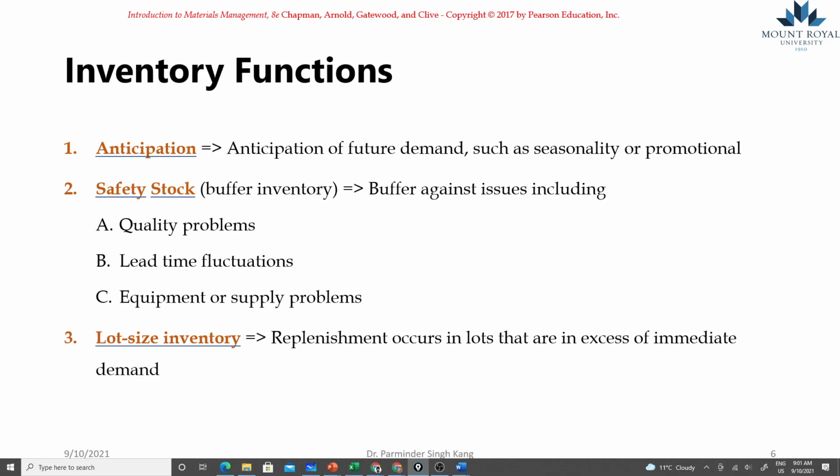Then we have lot size inventory. I won't say much about this at this point because we'll come back to this concept later. Always remember, when replenishment occurs, when your suppliers deliver product to your facilities, those are always delivered in the form of lots or batches. So the items which are delivered together as one lot, as one batch, will be called lot size inventory.